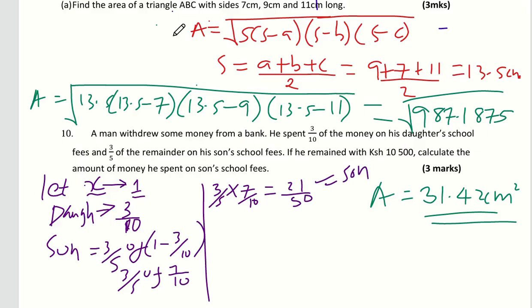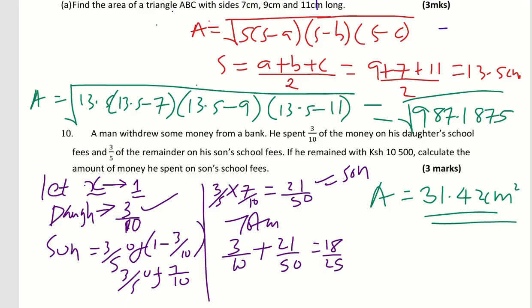Now, if he remained with 10,500, calculate the amount of money he spent on the son's school fees. Then it means that after spending on the daughter and the son, he still remained with 10,500. So you need to get the total fraction spent on the daughter and the son. Total will be the amount spent on the daughter, which was 3 over 10, plus 21 over 50. You can use the calculator. 3 over 10 plus 21 over 50 gives us 18 over 25. This is what was spent on both the daughter and the son.